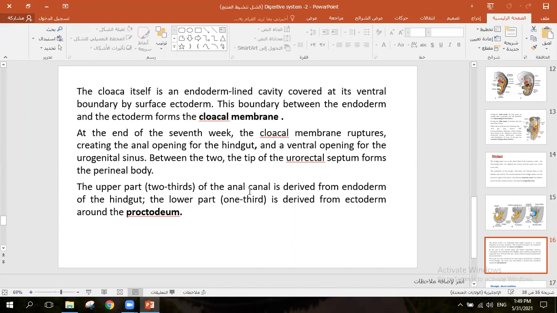The upper part of the anal canal, the upper two-thirds, is derived from the endoderm of the hindgut, while the lower third is derived from ectoderm, from the proctodeum.